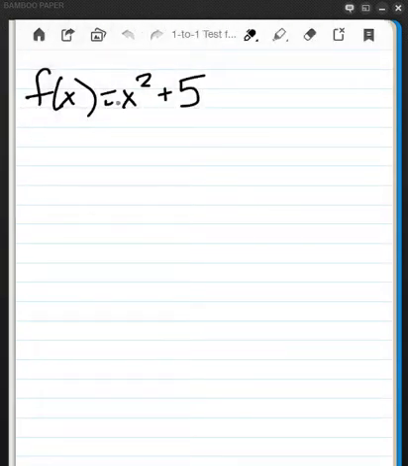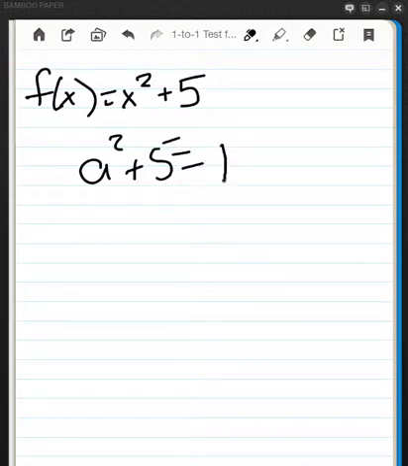f of x equals x squared plus 5. Alright, f of a would be a squared plus 5, and f of b is going to be b squared plus 5. Our goal is to prove that a and b are the same person. So notice, a squared plus 5 is the partner of a, b squared plus 5 is the partner of b. Those partners can only be the same if a is equal to b. So let's see if that's true.